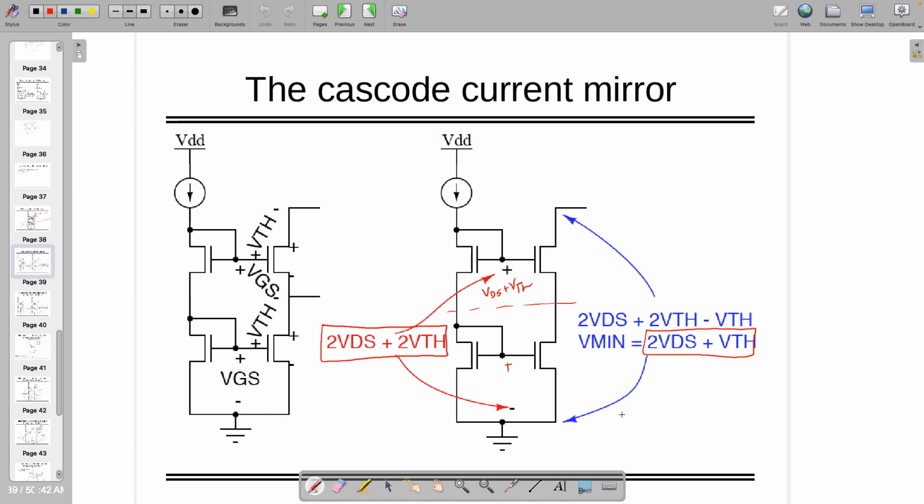Any guess, Abhishek? What do you think? VGS, this is the output side. No, because it will tell if it is in saturation. No, that will give us power.